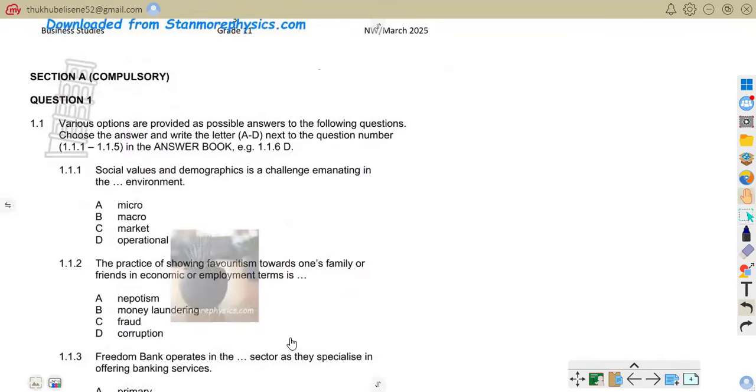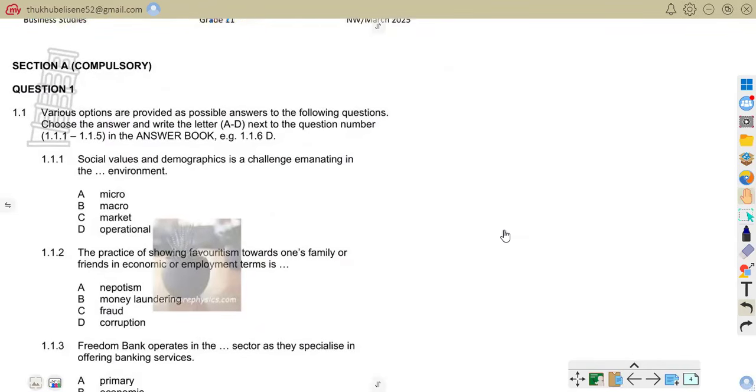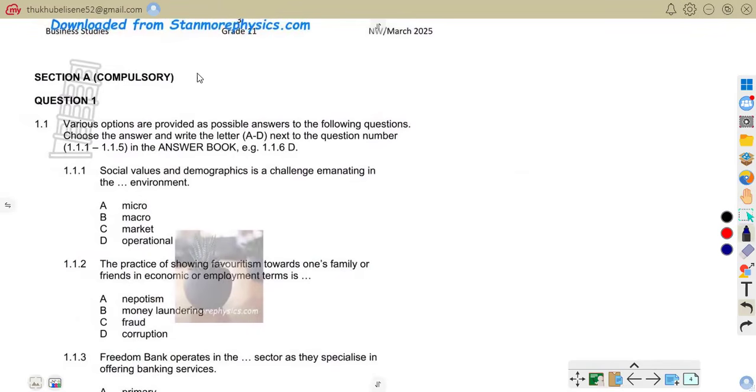As we are making the preparations, can we quickly go to Section A, Question 1? Section A is a compulsory question. There is no way that you can not answer this question, good people. Question 1 is a multiple choice question. As it says, various options are provided as possible answers to the following questions. You are to choose the answer and write the letter A to D next to the question number 1.1.1 to 1.1.5 in the answer book.